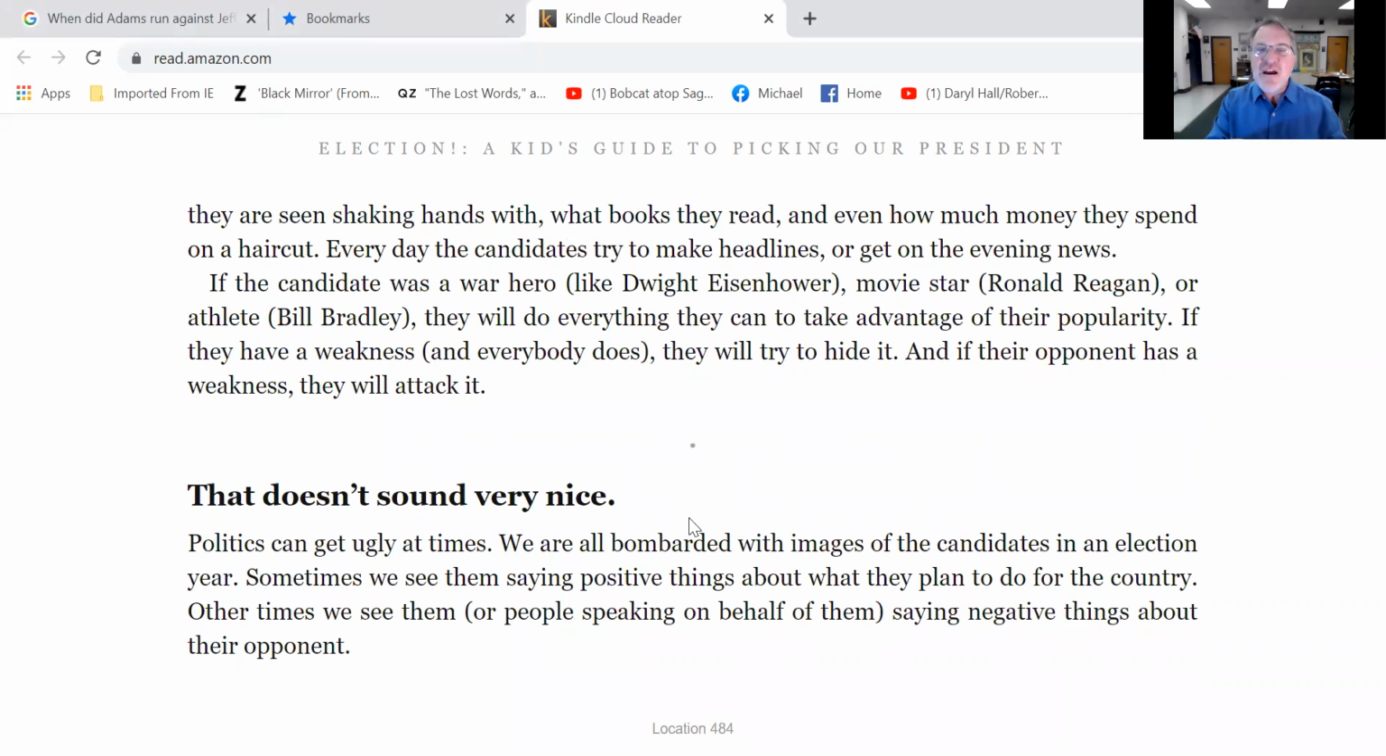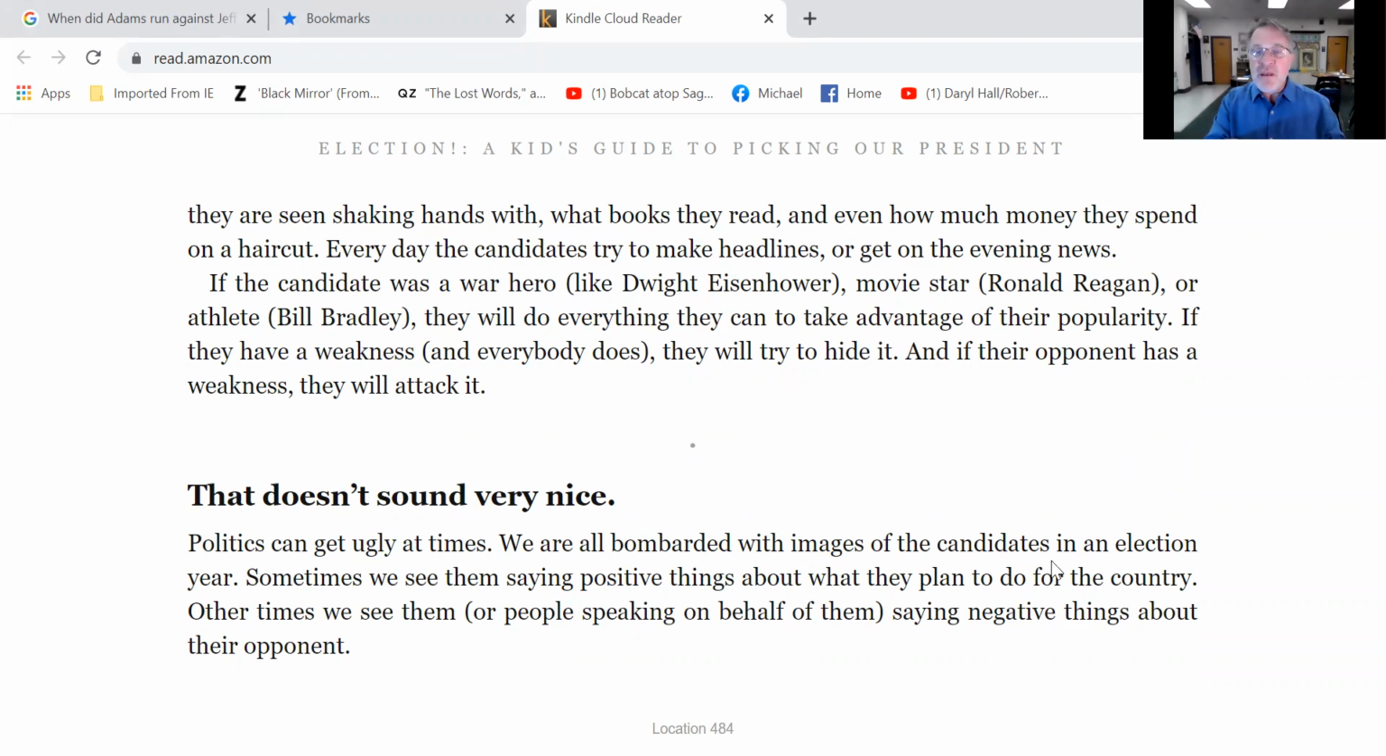Every day, the candidates try to make headlines or get on the evening news. If the candidate was a war hero, like Dwight Eisenhower, movie star Ronald Reagan, or athlete Bill Bradley, they will do everything they can to take advantage of their popularity. If they have a weakness, and everybody does, they will try to hide it. And if their opponent has a weakness, they will attack it. It doesn't sound very nice. Politics can get ugly at times.